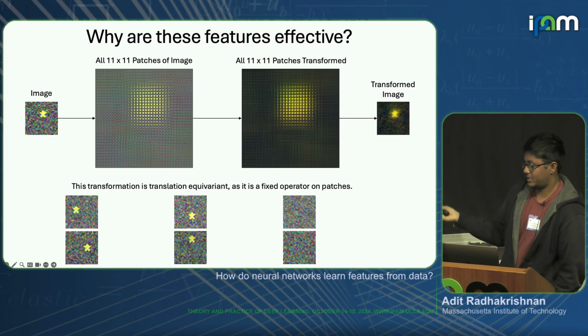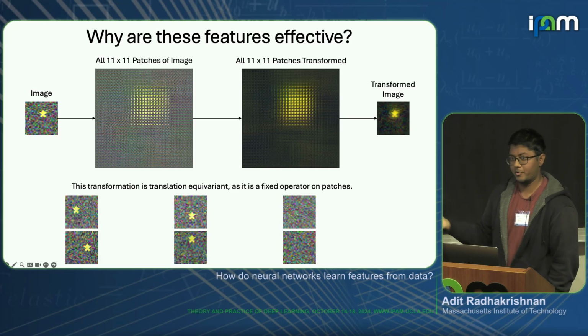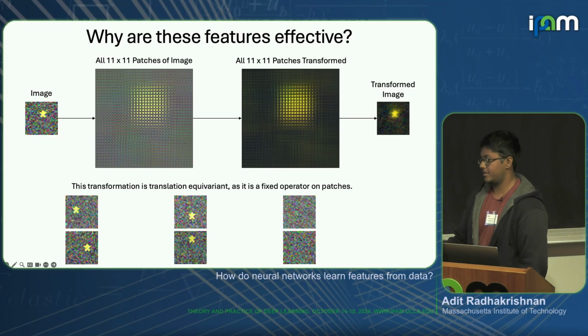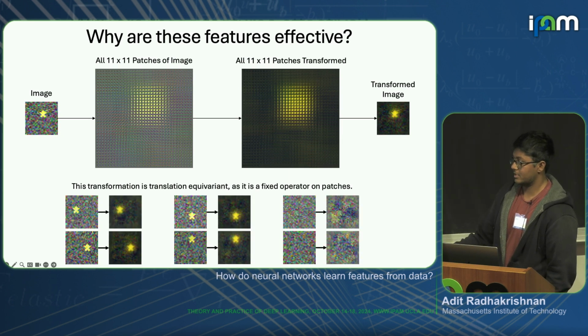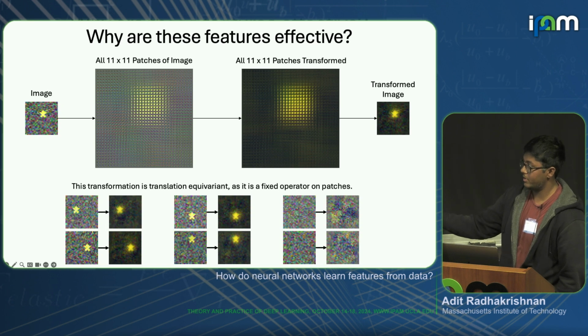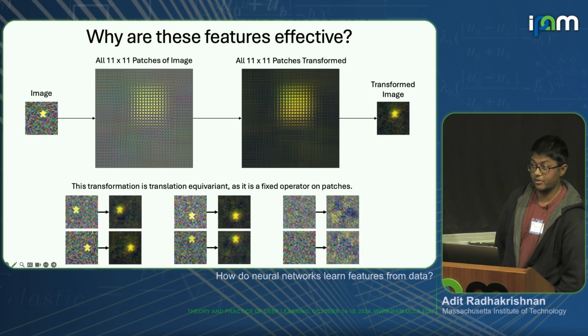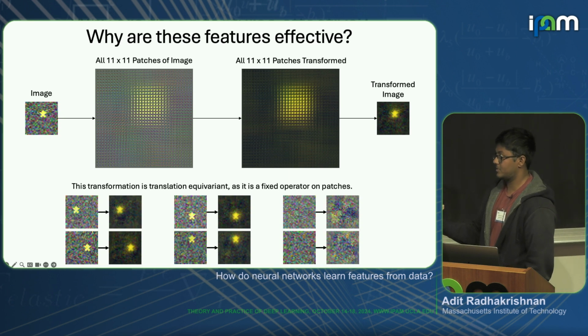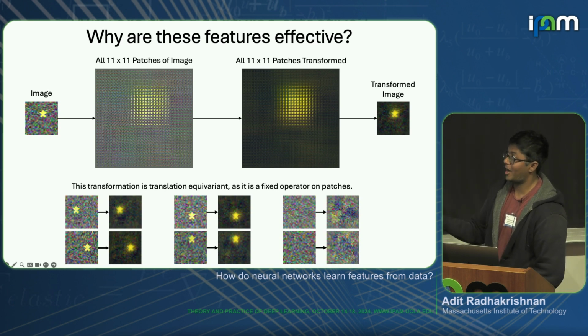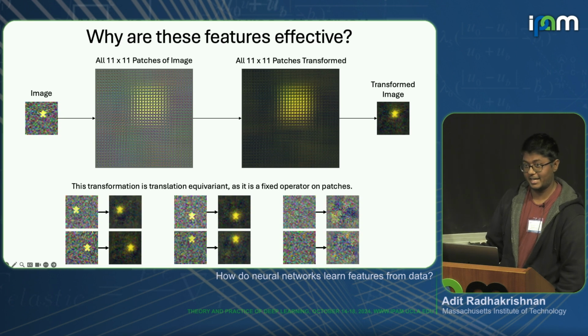And this is translation equivariant because it's an operator on patches. So no matter where my star is in my image, it will just amplify the star. If I have just pure random noise, it just slightly amplifies the colors yellow and blue. And so here you can see that there is a benefit to doing just AGOP on the patch level. This is a synthetic task.